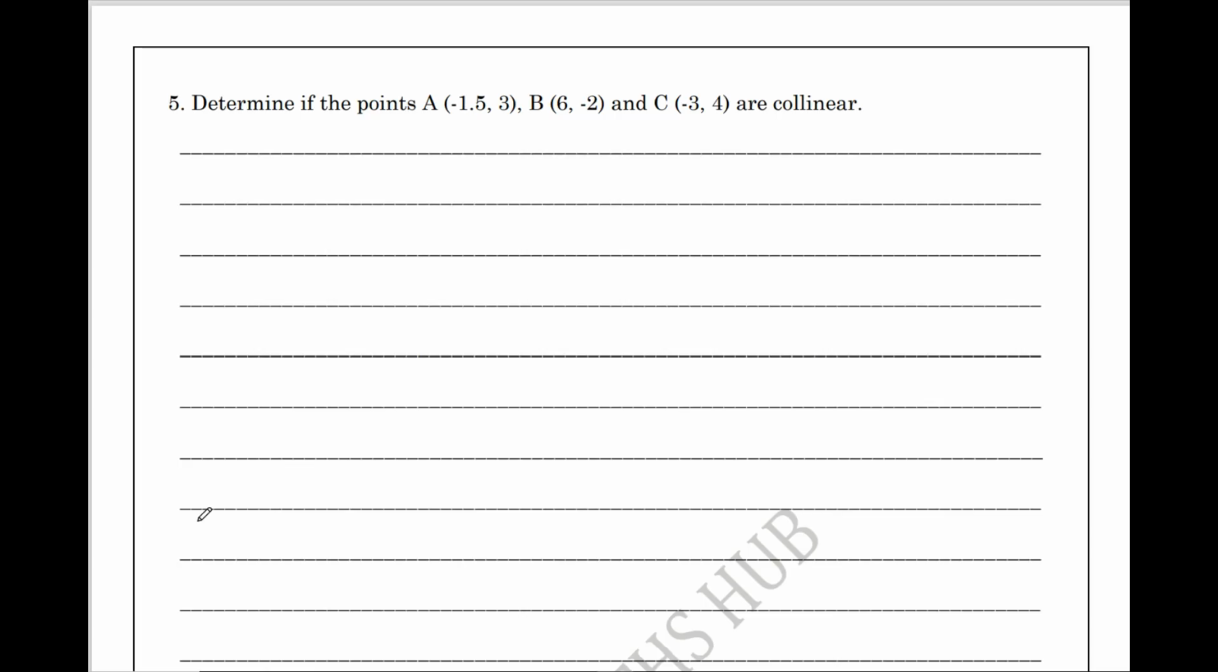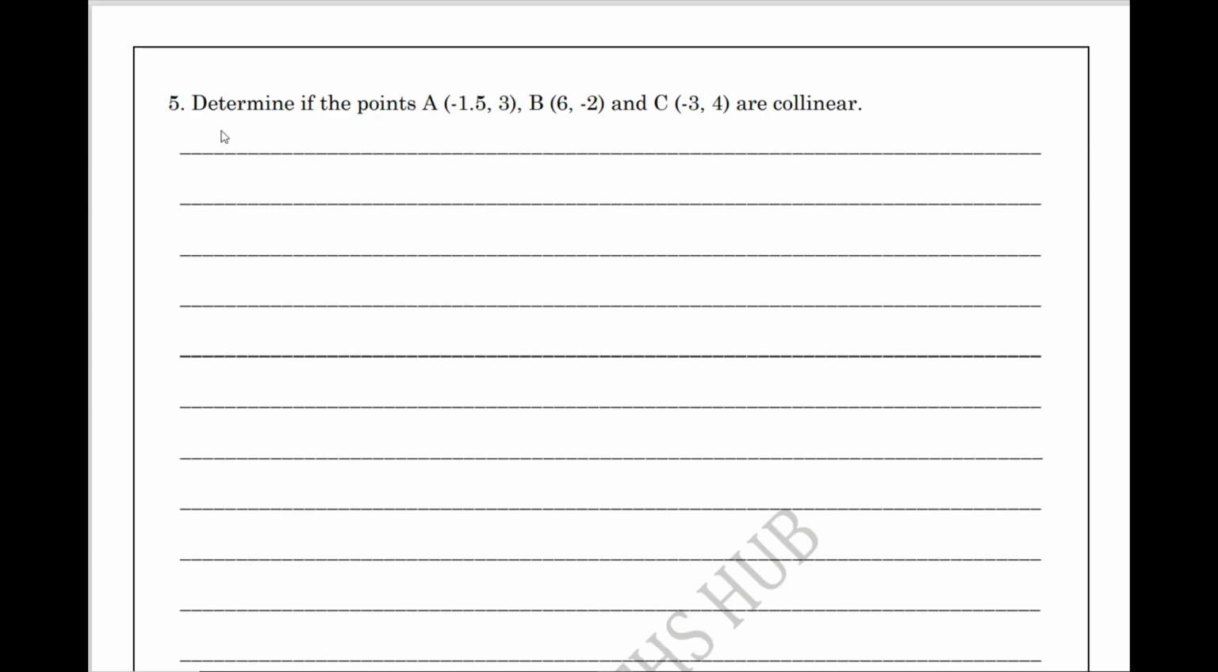Now students, given the points A of minus 1.5 comma 3, B of 6 comma minus 2, and C of minus 3 comma 4, we should find out whether the points are collinear. To show the points are collinear, it is very simple for me to use what? The area of triangle formula. If I get the area of triangle equal to 0, that means the points are collinear. If I get any other value, that means the points are not collinear.